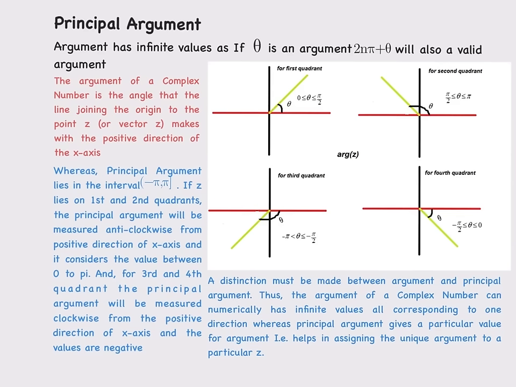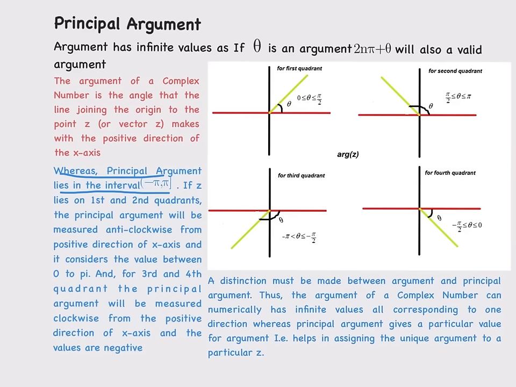If this line makes theta angle from the positive direction of x-axis, then this line also makes 2 pi plus theta angle from the positive direction of x-axis. So it is also a valid argument. So 4 pi plus theta is also a valid argument, and so on. Whereas the principal argument lies in the interval minus pi to pi. So every complex number has a unique principal argument.